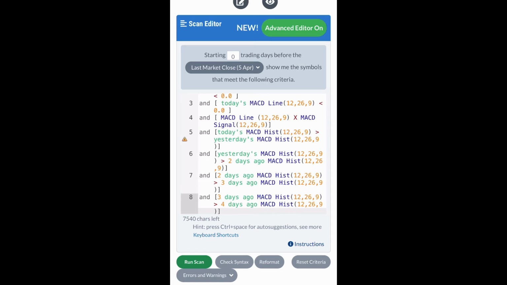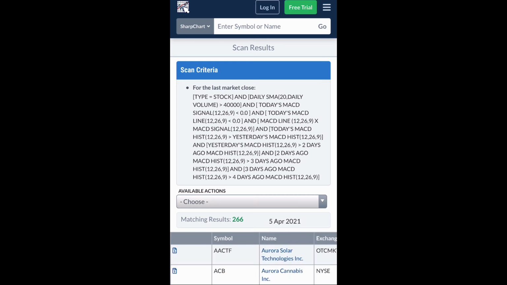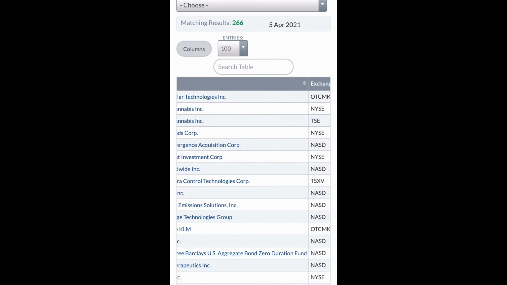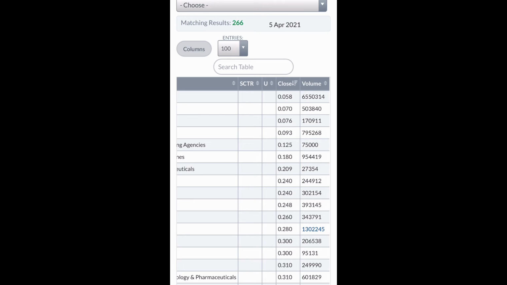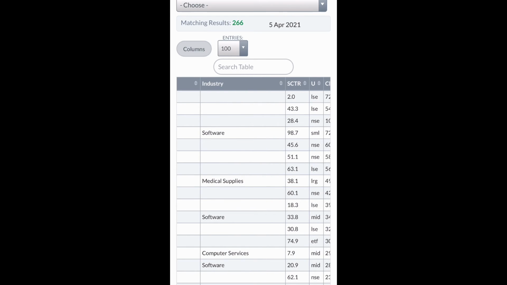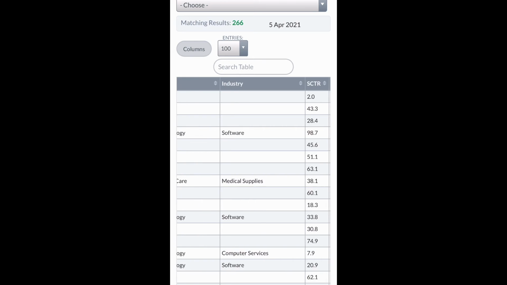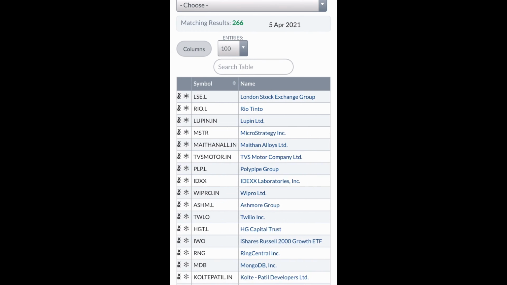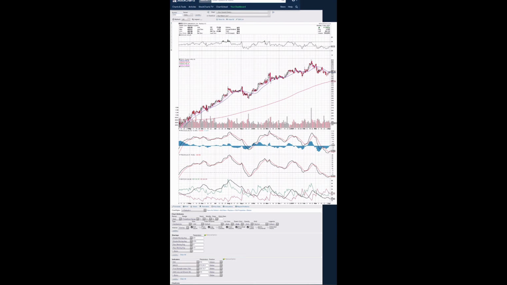And we'll go ahead and run that scan, and you'll see that there should be about 250 results, or a little over 250. So we're going to filter this out so we're not looking at pennies. All right. And then let's look at IDXX.